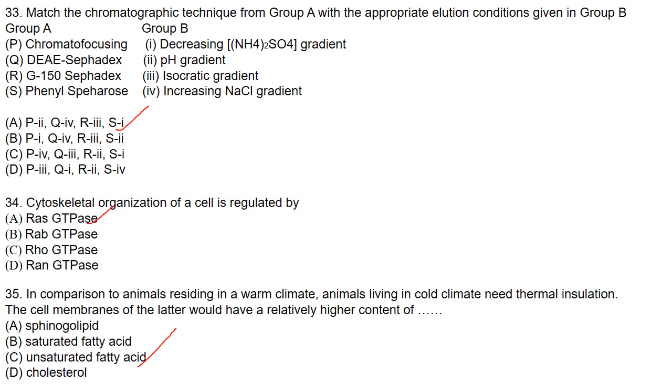Then cytoskeletal organization of a cell is regulated by RAS GTPase. Answer is option A. In comparison to animals residing in warm climate, animals living in cold climate need thermal insulation. The cell membranes of the latter would be relatively higher in content of unsaturated fatty acid. So in cold environment, the long chain fatty acids become stiff and become solid. So gaseous exchange will not be possible between the cells, and they have to make it semi-permeable.